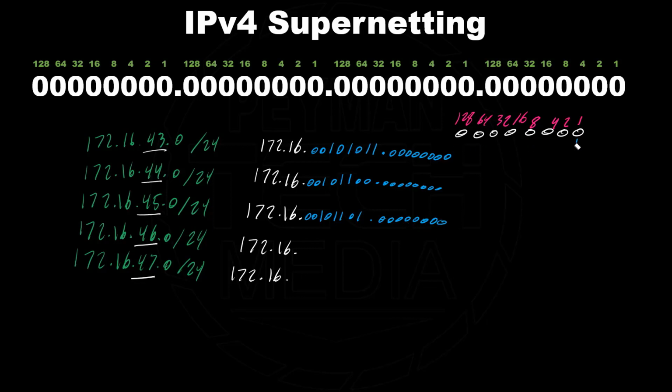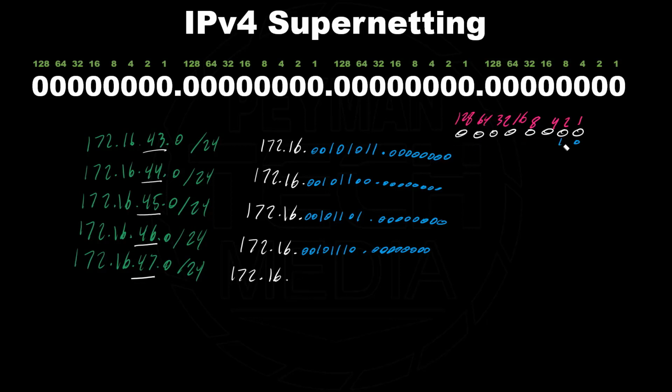Let's move on. The next one is 46. And for 46, it's basically 4 and 2, right? 32 plus 8, that's 40, plus 4 and 2, 46. So the binary is 0, 0, 1, 0, 1, 1, 1, 0. And then 8 zeros.